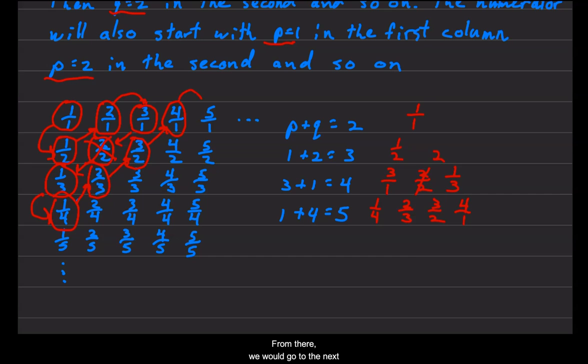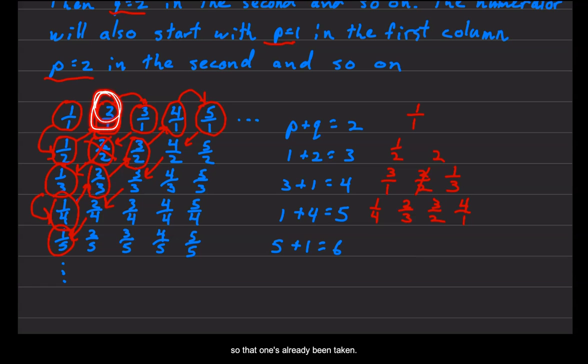From there, we would go to the next, which is 5 over 1. So we have 5 plus 1. Sum total is 6. And that will take us down this diagonal here. And let us look at each one of these terms. 4 over 2, that term has already been taken. That was simplified out to 2, which was up here on our first row. Right, get the laser pointer, go right there. So that one's already been taken.